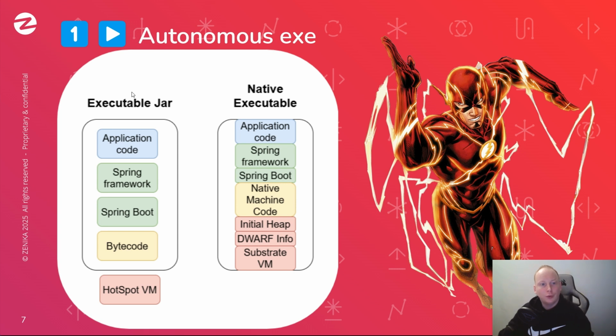So an autonomous exe. Traditionally with a JVM, you have an executable jar with the application code, Spring Framework, Spring Boot bytecode, and HotSpot VM, the HotSpot VM being the JVM for Oracle. And then for a native executable, you have the application code, the Spring Framework, Spring Boot, native machine code, initial heap, DWARF info for debugging, and a Substrate VM, which does the job of the JVM, but inside the native image. So it is standalone, not something with a JVM apart. Remember this: traditionally we have two pieces, and with native image, we have only one.